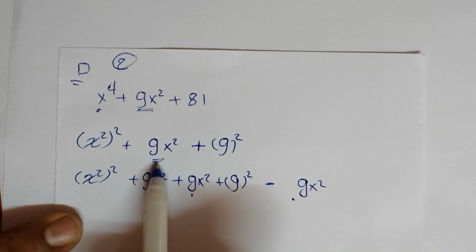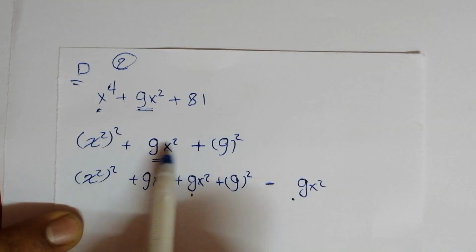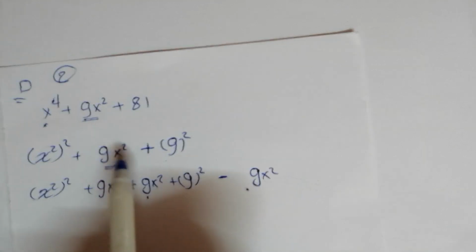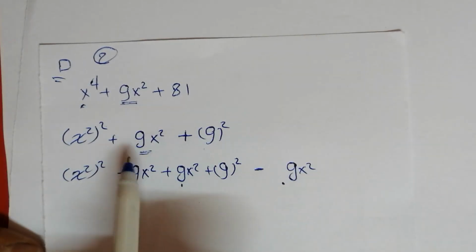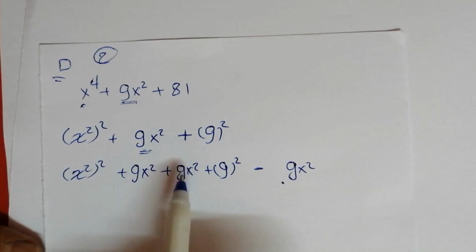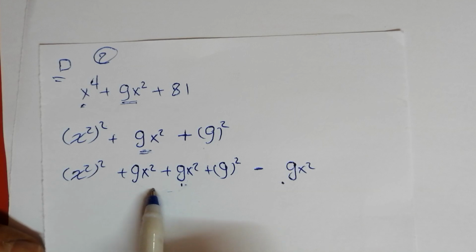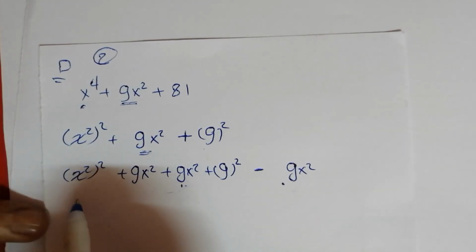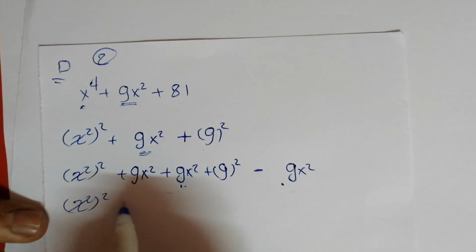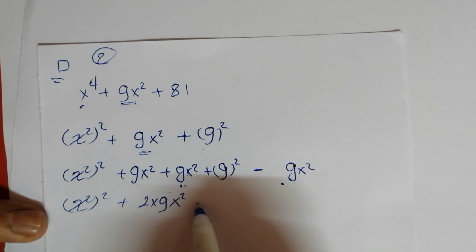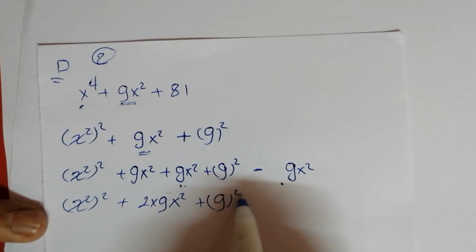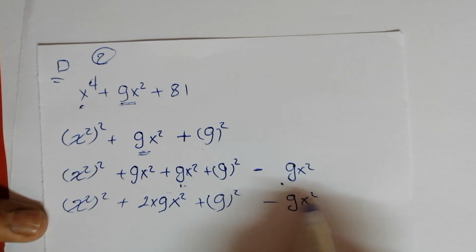Why? Because the middle term should be 2 by 9 by x squared, but we only have 9x squared. So we have to add another 9x squared to become 2 by 9x squared, and subtract it, minus 9x squared. So we have x power 2 all power 2 plus 2 by 9 x squared plus 9 squared minus 9x squared. Yes, that's very good.